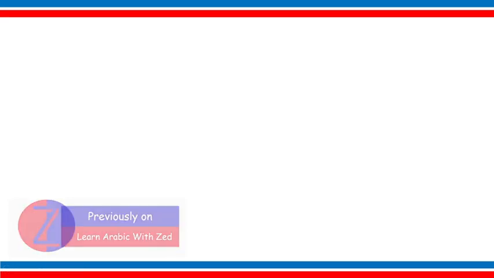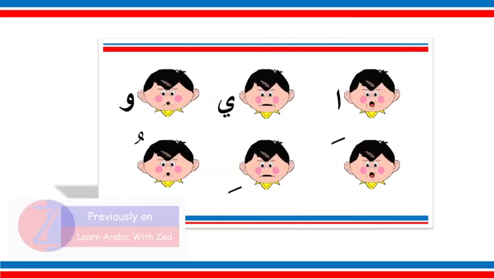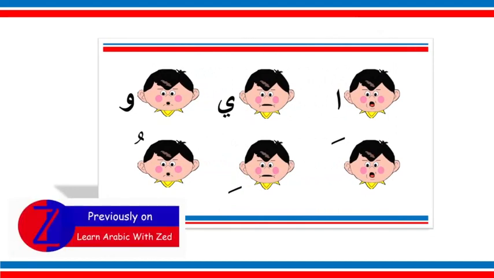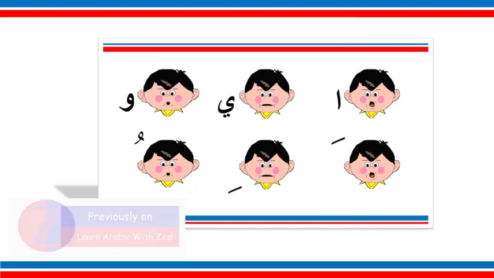Previously we learned about the short and the long vowels in Arabic: a, e, u and a, e, u. If you didn't watch the previous video, watch it and continue with us.